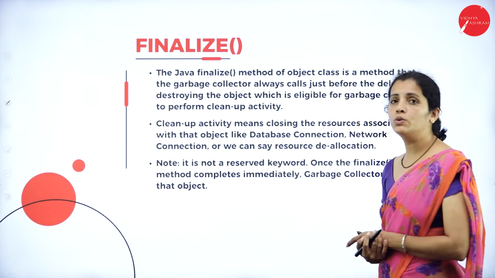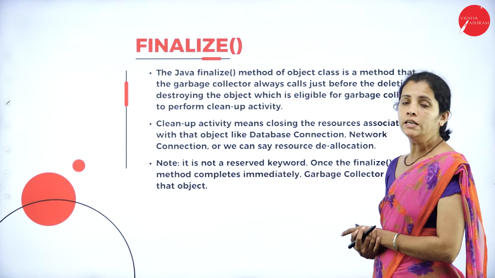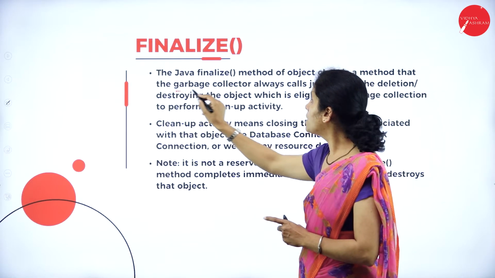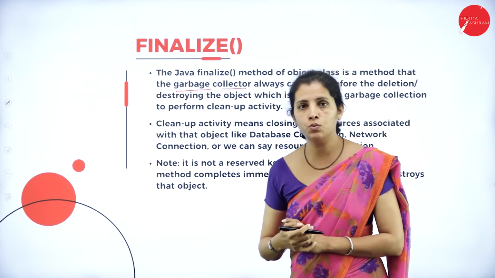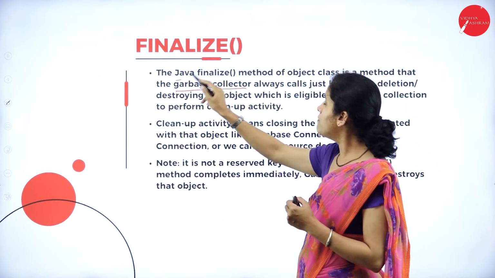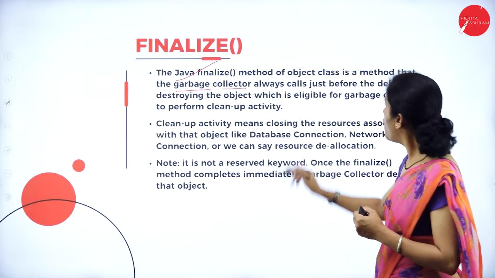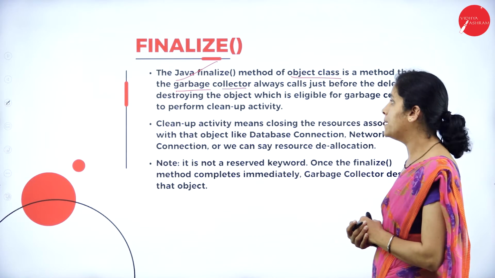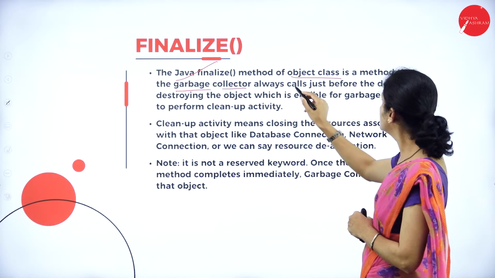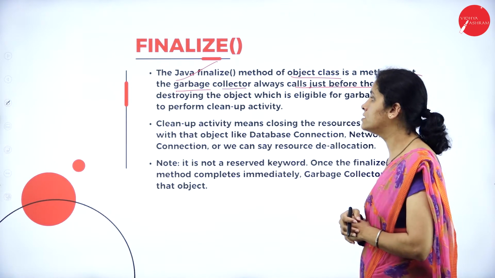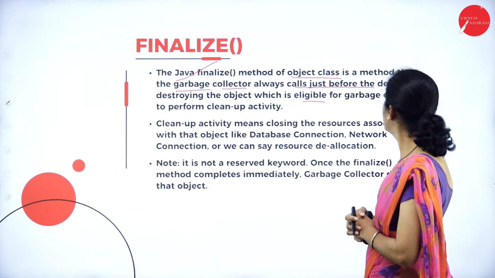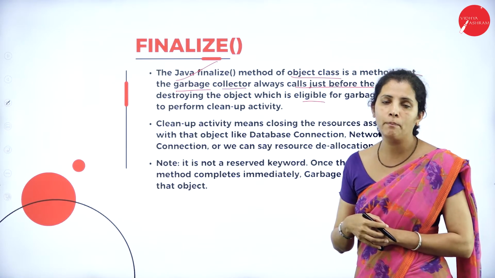Now dear student, I'm going to cover finalize. We are going to come across the word called garbage collector. Garbage in the sense of some unwanted things. Now the Java finalize method of the Object class is a method that the garbage collector always calls just before deleting or destroying the object which is eligible for garbage collection, to perform cleanup activity.